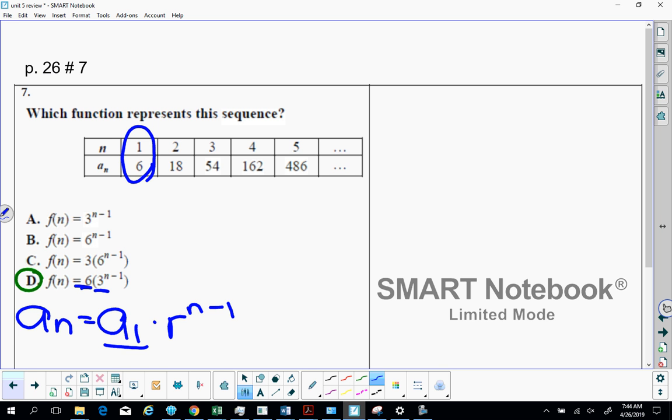Remember, you can also use the table if you have a calculator during this question. But remember, it probably takes less time to just realize, hey, I just need to plug in those two values. Cool.